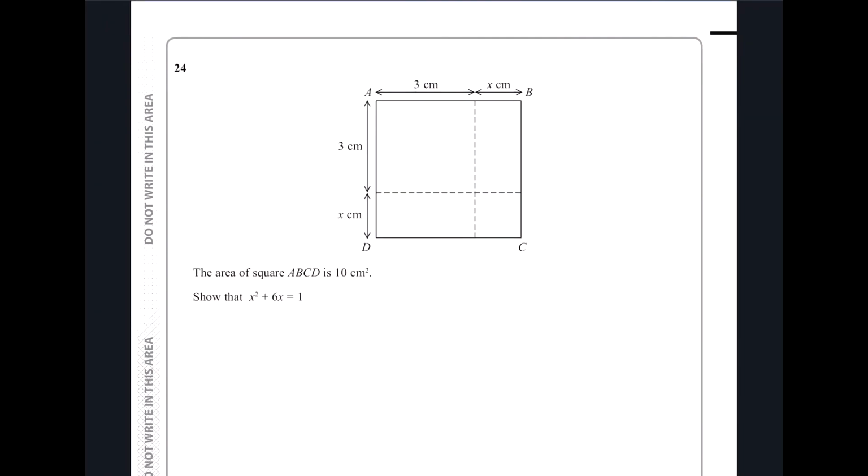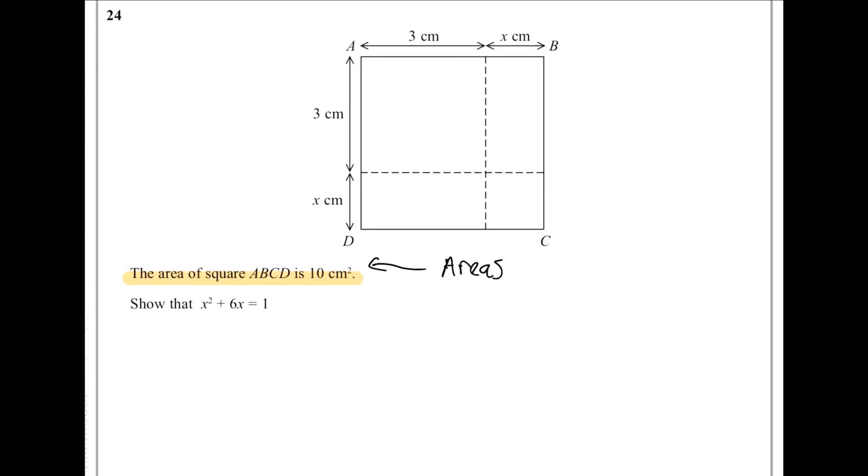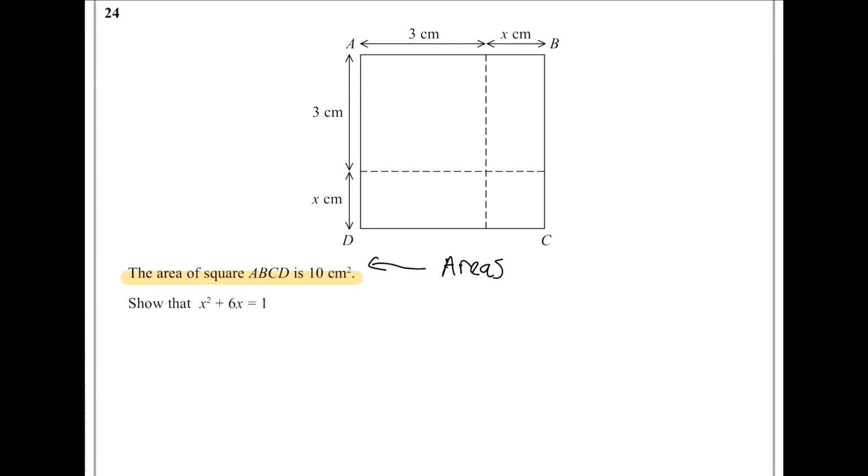Okay, next one, it says the area of the square is 10 centimeters squared. So again, when they tell you stuff like this, it's usually useful. So think about areas of squares, and we need to show that. Well, if this square has that area, then remember the area of a square is this side times this side of the square, or the sides times together. A square is such that all sides are the same.